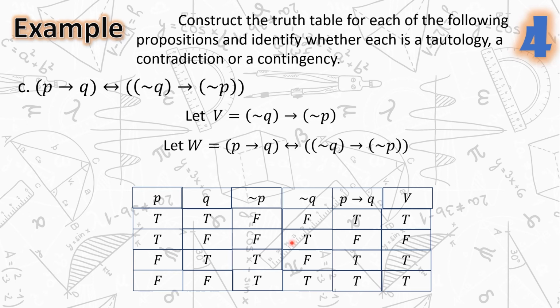Next, let us have the compound proposition. If P, then Q, if and only if not Q implies not P. Let us have it represented by W. On the first row, this is true. Second row, true. Third row, true. Fourth row, true. Hence, P implies Q if and only if not Q implies not P is a tautology.